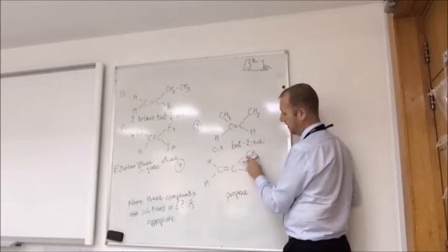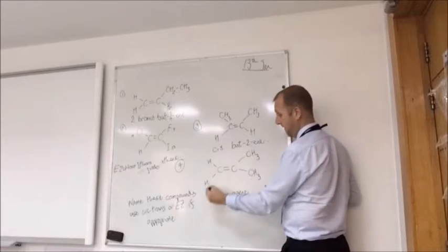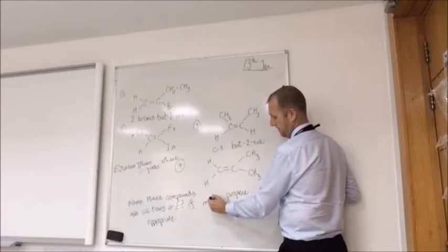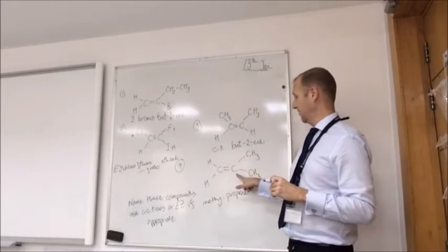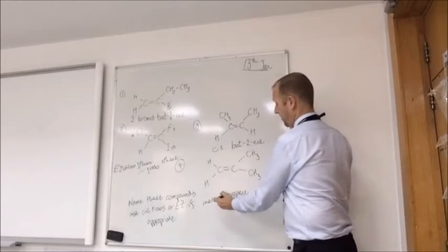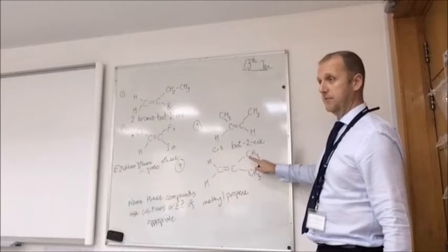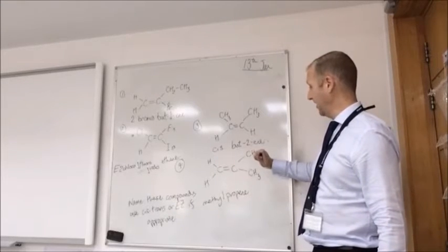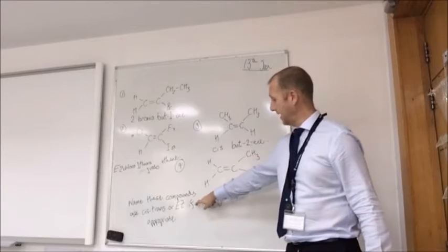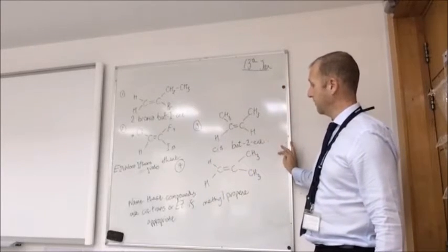So then we've got a branch. What are we going to call the branch? Methyl. Okay. We don't really need to say that it's 2-methylpropene because there's only one place the methyl can go. But if you wanted to be really good about it, you could call it 2-methylpropene. It wouldn't make any difference.